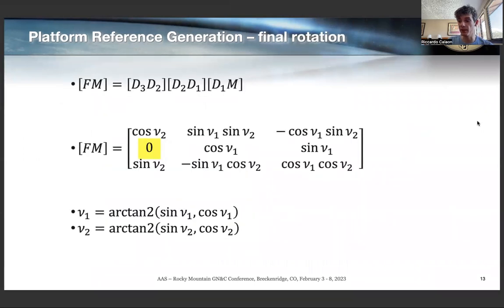So once we compute the theta value that we need, we can obtain the final DCM FM that has exactly the shape that we want. It has a 0 in the second row and first column position. And from this DCM, we can compute the two angles, nu1 and nu2, that describe the reference angles for the PD controllers that actuate the platform.